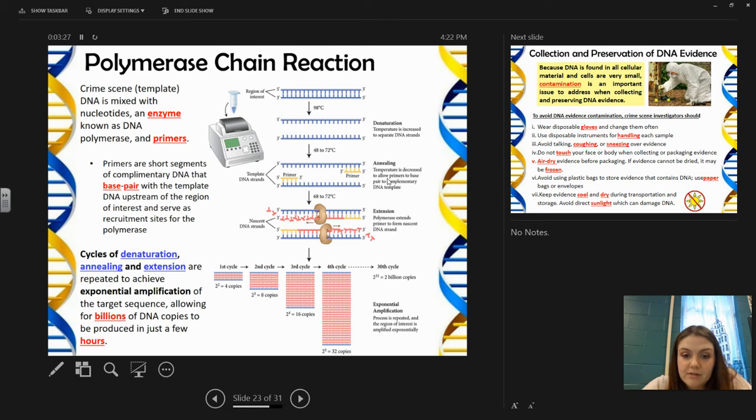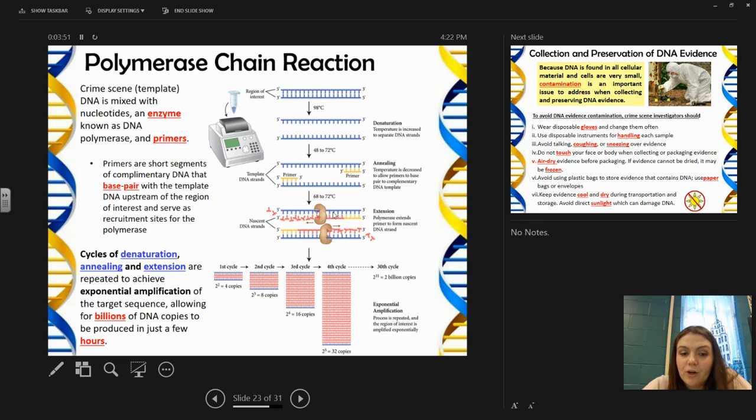Then there's the annealing phase. This is when the temperature is decreased, cooled to allow the primers, so copies of A, T, C's, and G's, to attach and base pair to the complementary DNA template. So it will match to where it finds a match. So ATCG would be TAGC, and it'll match up to it. So we have our primers attached.